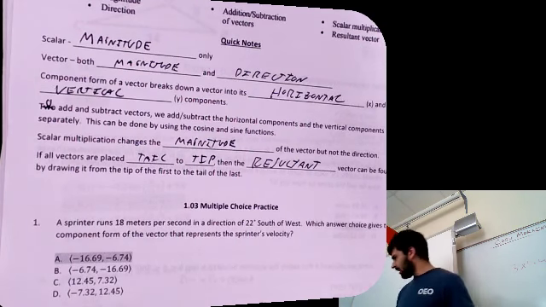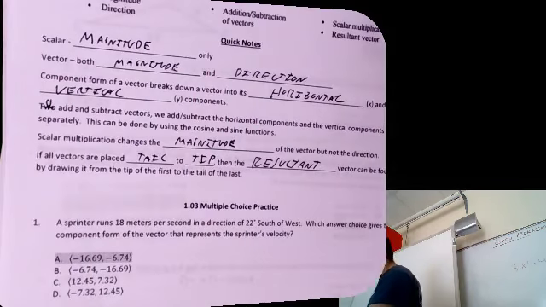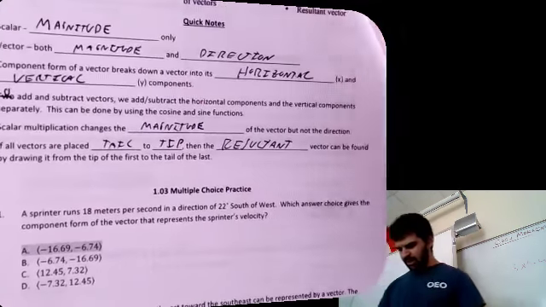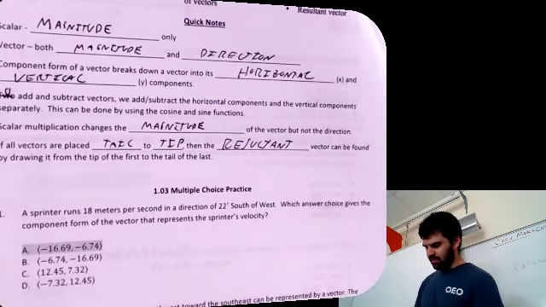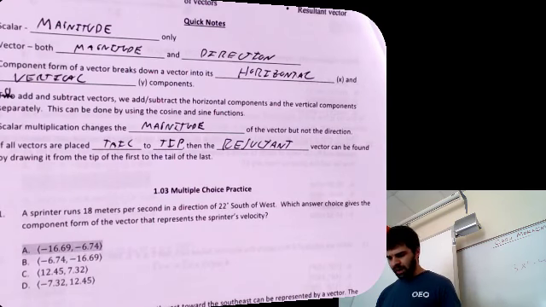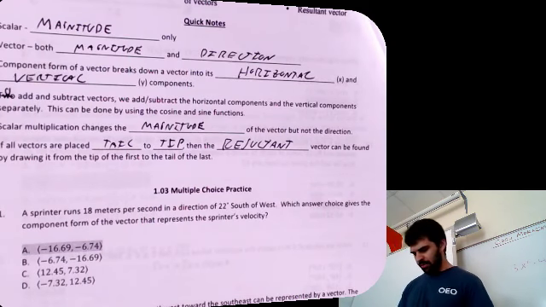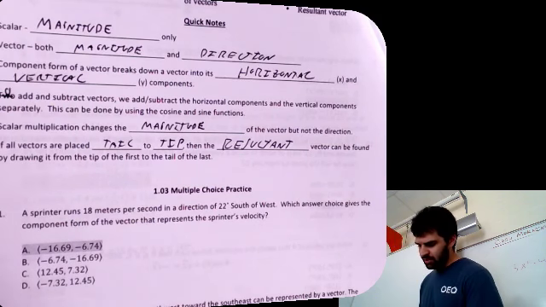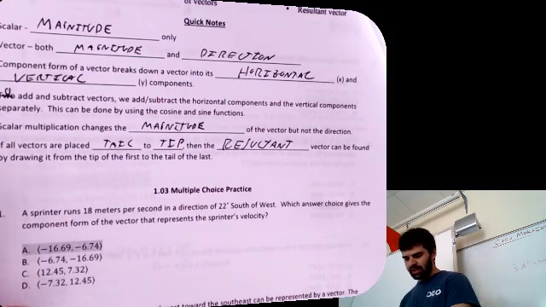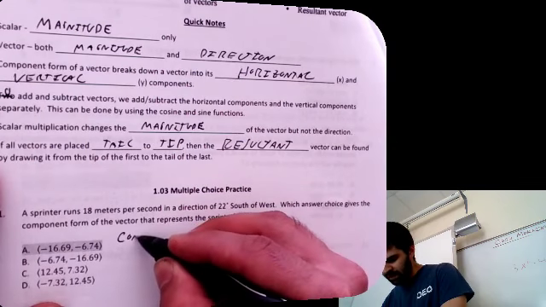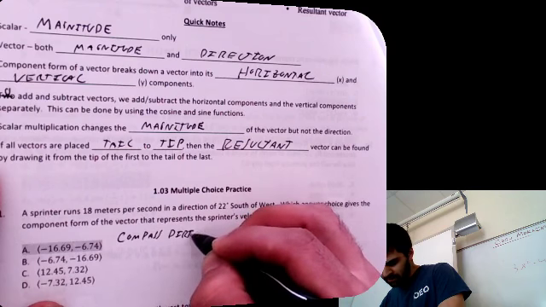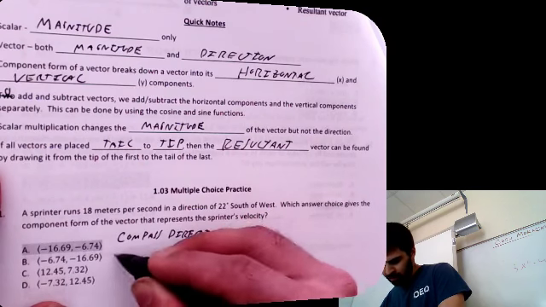Okay, all right, vector problems. Let's start with number 1. A sprinter runs 18 miles per second in a direction of 22 degrees south of west. Which answer choice gives the component form of the vector that represents the sprinter's velocity? So what we first need to do is convert our compass directions to our standard angle.